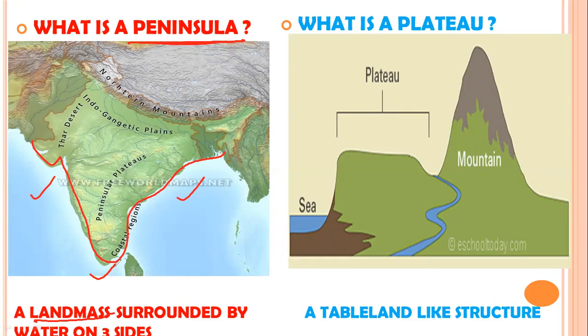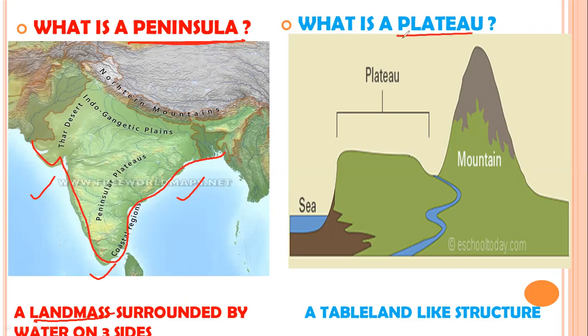Now, what is a landmass that is surrounded by water on all sides called? It is called an island. A landmass that is surrounded by water on all sides is called an island.